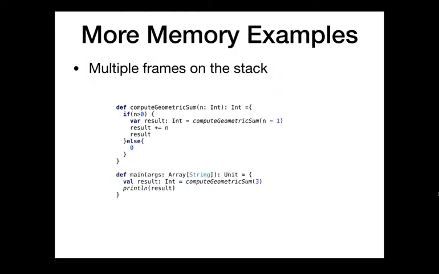All right. So let's look at another example. Let's talk about multiple frames on the stack. For this, I want to clarify the expectations at this point. So we have another recursive method here. We have a method that calls itself, so it's going to be a recursive method.